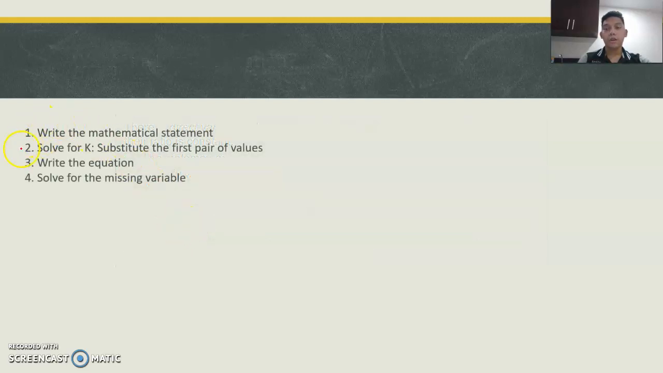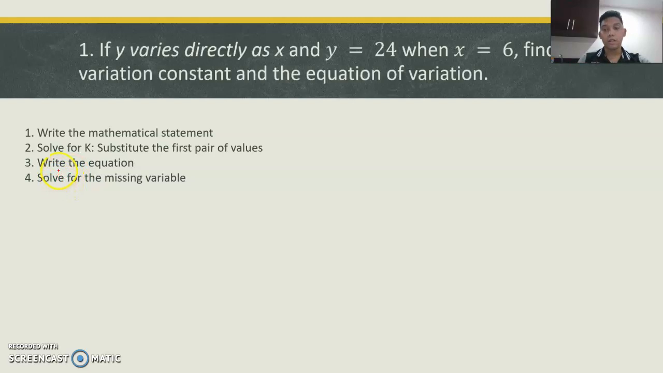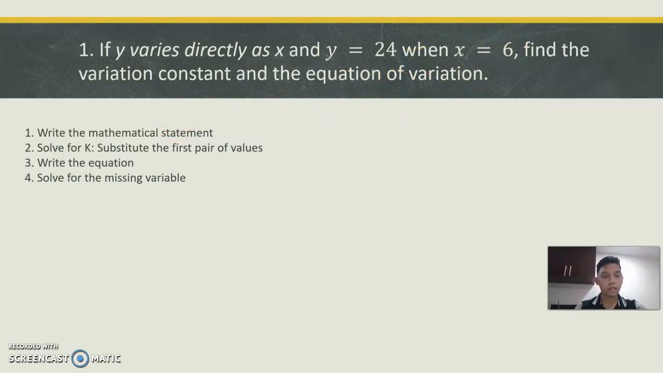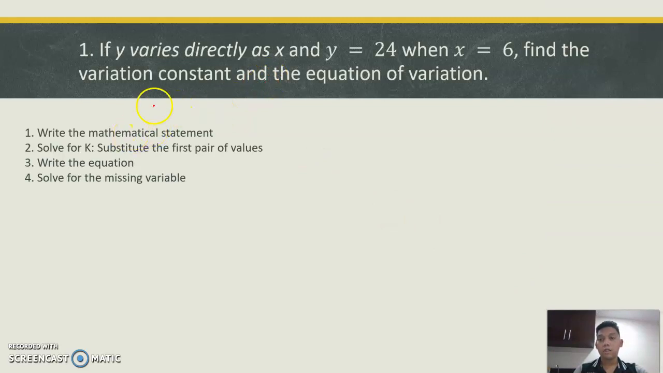Here we have four steps in solving a given set of problems. First, write the mathematical statement. Second, solve for k. Third, write the equation. Fourth, solve for the missing variable. We're not going to apply everything on that, except in some problem solving now. First, you understand the problem.